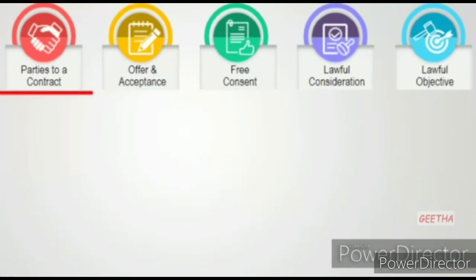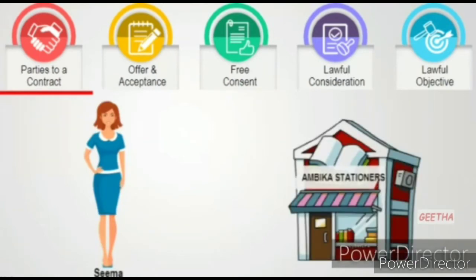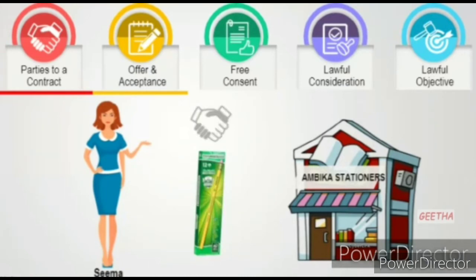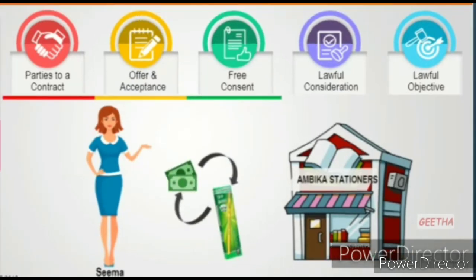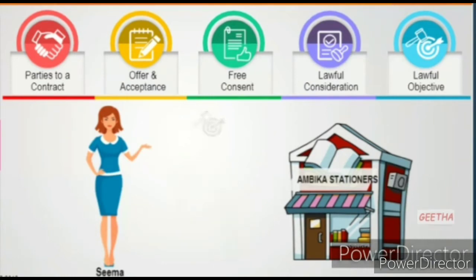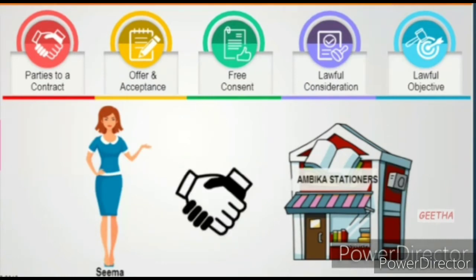In this situation, there are two distinct parties, Seema and Ambika Stationers. Seema offered to purchase, and Ambika Stationers agreed to sell. Both parties completed this transaction with consent and without coercion. Seema paid the price of pencil box, which is lawful consideration. Buying pencil box is a lawful objective. Hence we can conclude that it is a valid contract.